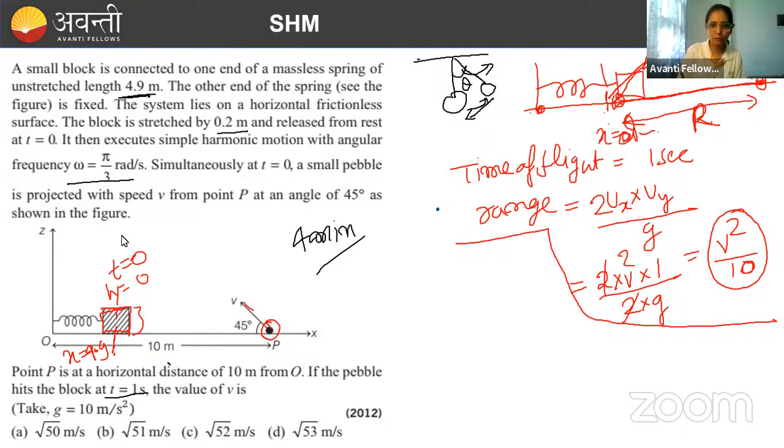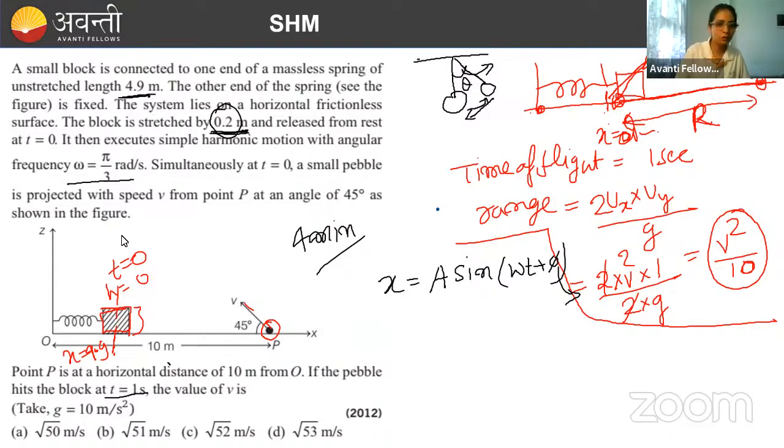How will we write the equation of this SHM? To write the SHM equation, as I told you yesterday, you simply write x equal to a sin(omega t plus phi). Done. Clear? So what is happening here at t equal to 0? At t equal to 0, we have a stressed spring by 0.2 meter. So for calculating phi, we need to put t equal to 0. Now that I am going to do.